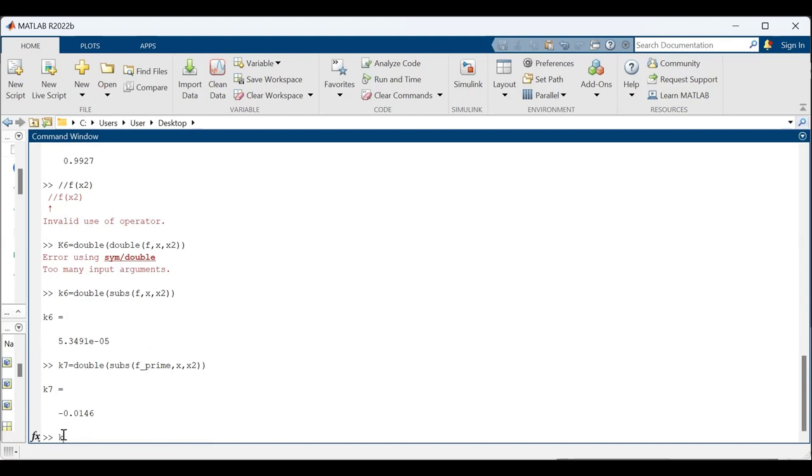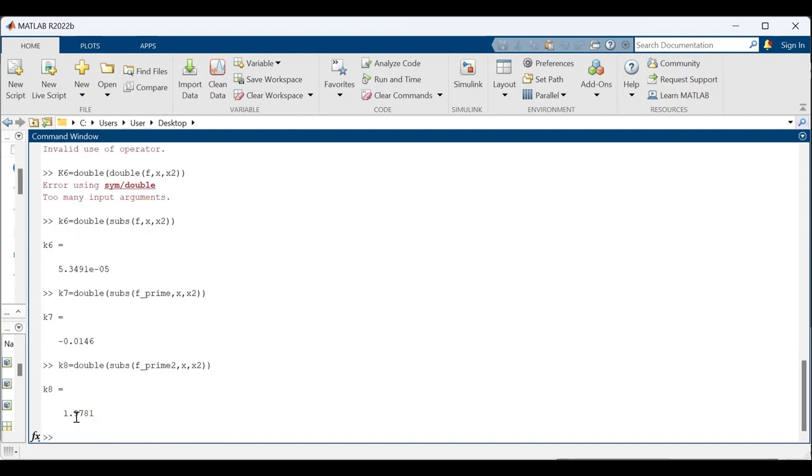Now also let's get K8. K8 is representing the substitution of the second derivative, right? So double, subs, and then in f prime 2, which is the second derivative, with respect to x, and then I'm substituting x2. Okay, so this is my K8. I'm getting 1.9781. Now I can find x3.